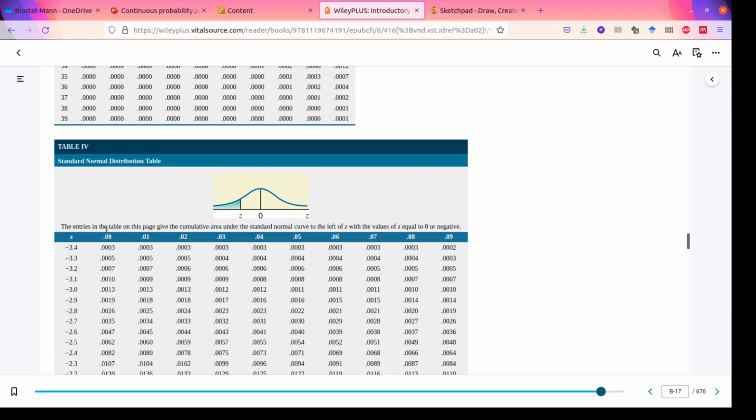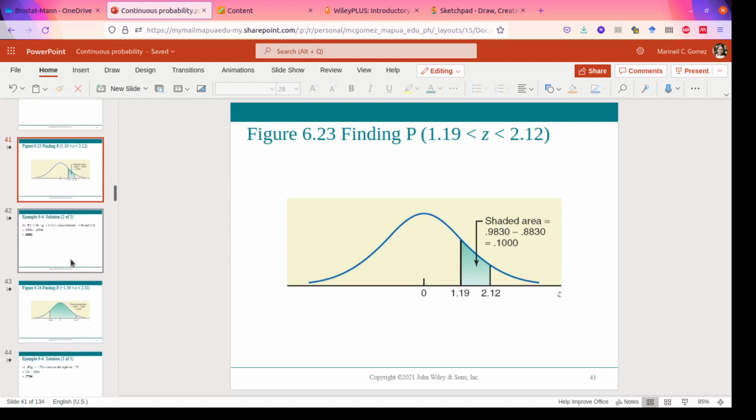Here it says that the table on this page gives cumulative areas under the standard normal curve to the left of z. So it must be to the left of z. All of the values here are from z up to the left infinity side. Okay, so that's the value.